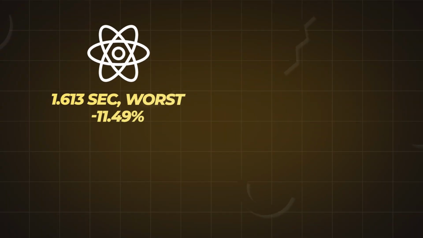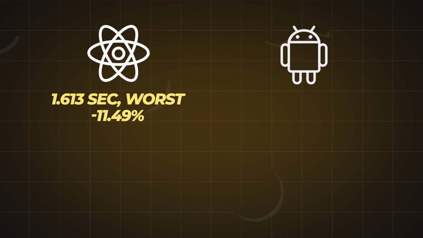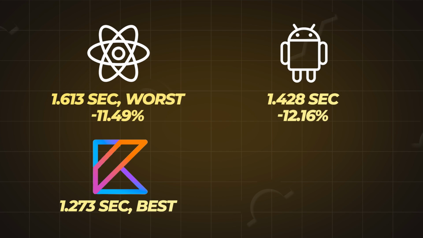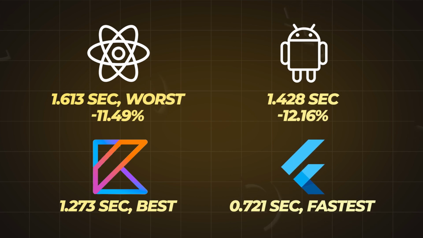So React Native is at 1.6 seconds, which is 11% behind Android Native at 1.4 seconds, which is 12% behind KMP at 1.2 seconds. And then we have Flutter at 0.7 seconds, which is the fastest.